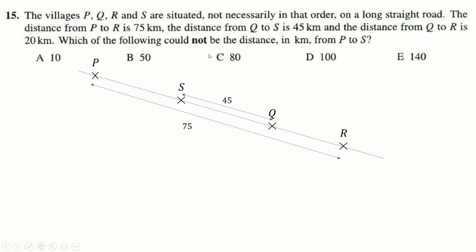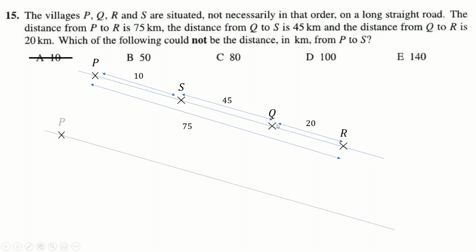Okay. Now, the distance from Q to R is 20, so that's down there as well. Now here, the distance from P to S, well, it's just 75 minus these two, which is 10, sorry. Which means 10 is an answer that I can have. Now, how can I have the other answers? Well, it just depends in which order you put these towns, right?